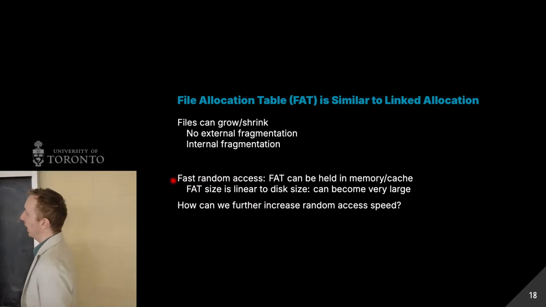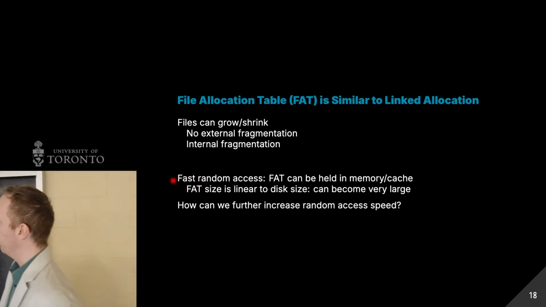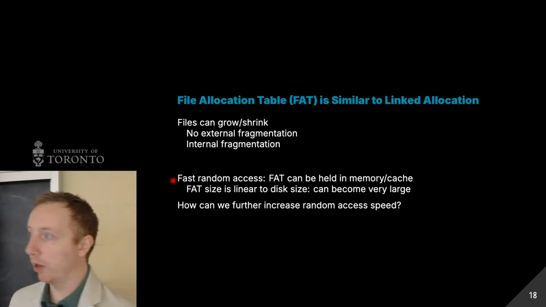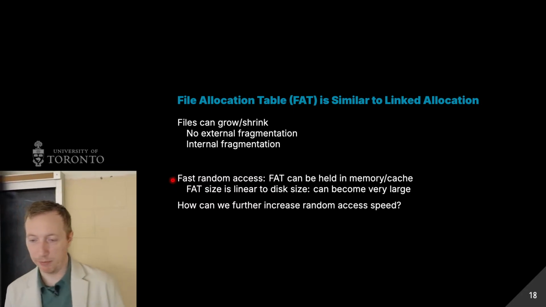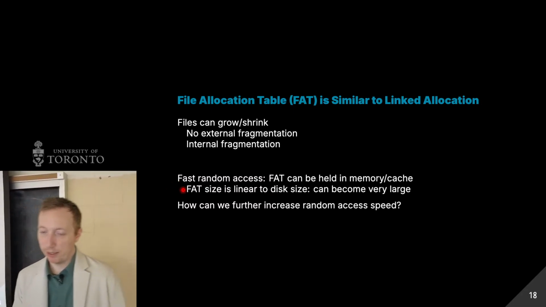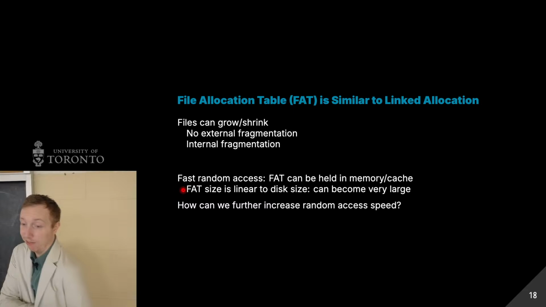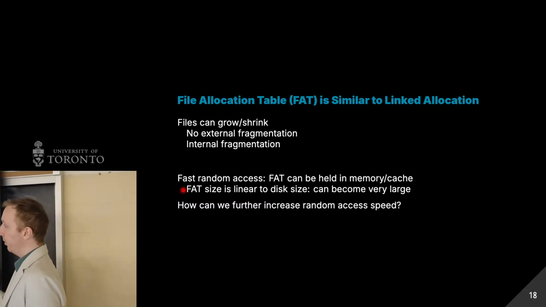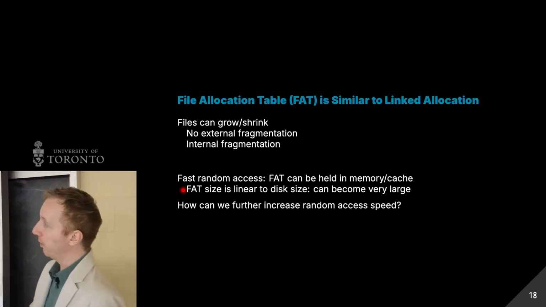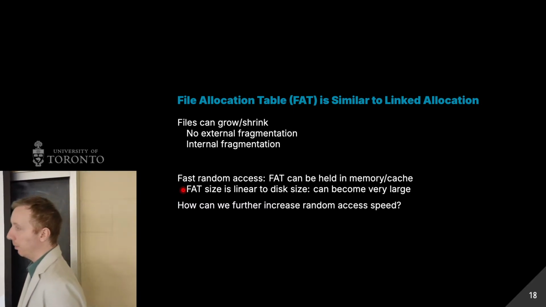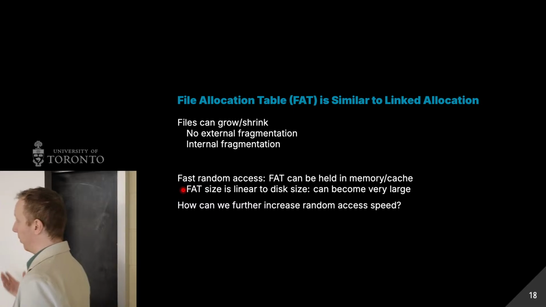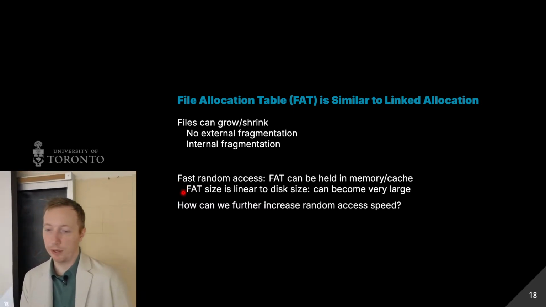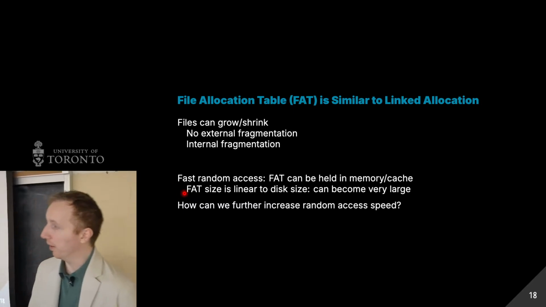And now it has much faster random access because that file allocation table, you can even just store it all in memory or some other type of cache. The drawback is the file allocation table size is linear to the disk size. The larger disk you have, every block needs a next pointer. So that will cause that table to grow and grow and grow. So the size you need to store information about the file system depends on the size of the disk.